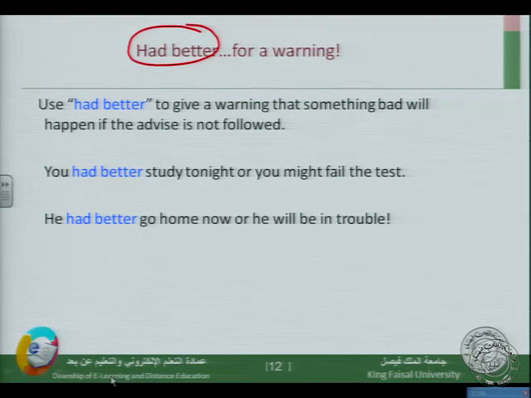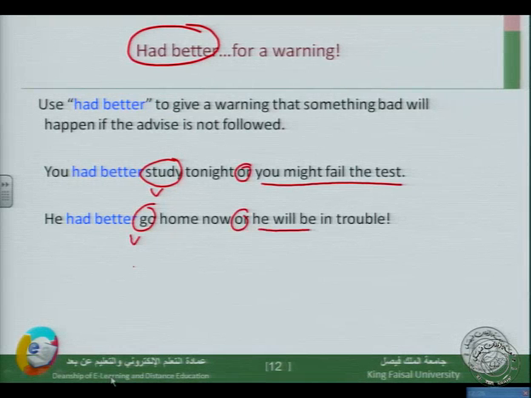Notice now that after had better the verbs come in simple form. This is a verb, right? This is the base form. You had better study tonight or you might fail the test. You had better go home now or he will be in trouble. So we use had better to give a warning that something bad will happen if you don't follow the advice. Okay?